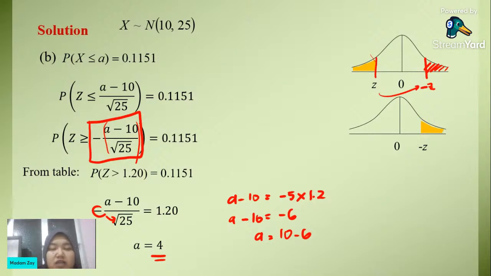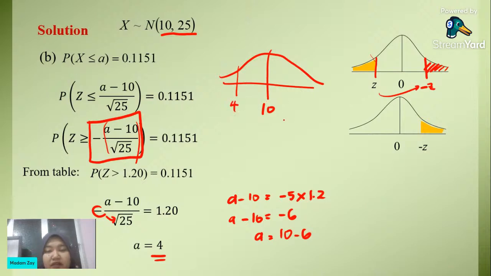Okay, so if we relate back with our normal distribution, we will have a bell shape with mean in the middle. So 4 will be on the left side of 10. For question A, we have 16, and 16 is on the right side of 10. Okay, so it is correctly put. So we have the correct value for A.